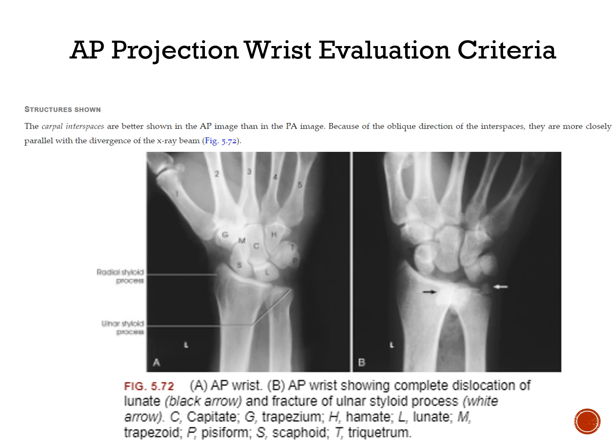Now, for performing an AP projection of the wrist, the reason why would be that your carpal interspaces are better visualized than in the PA projection. So that's the only reason why the AP projection would be performed. In addition to that, it would be if you wanted to see the ulna too. It would be better visualized.